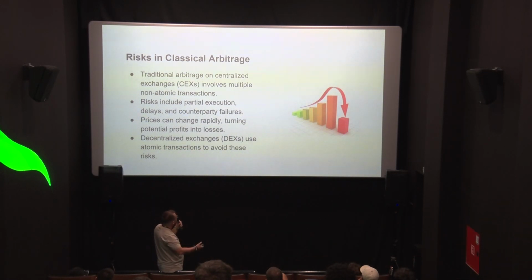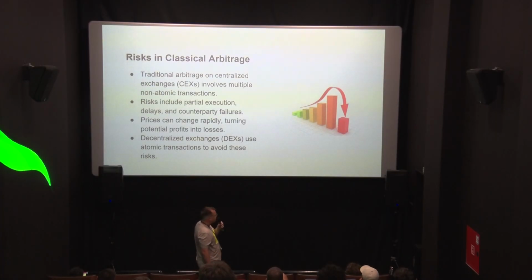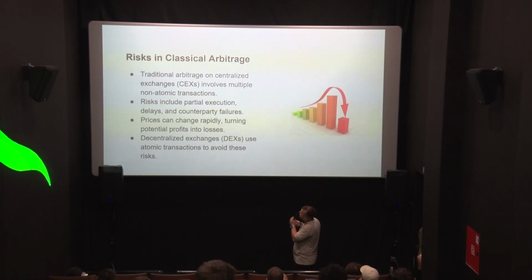one exchange but cannot sell on another because the price has changed or the order book is empty or you face some unexpected network delay. And this happens all the time on centralized exchanges. And this is why classical arbitrage is risky, and this is why we need to be creative and we need better strategies.